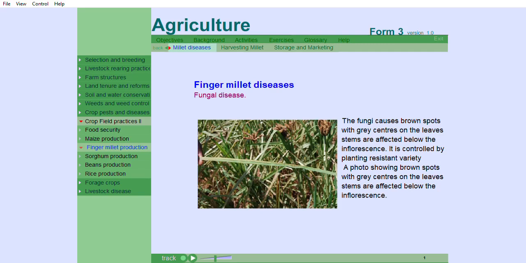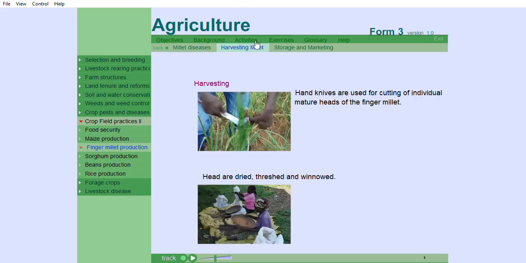Finger millet diseases. Head blast. Fungal disease. The fungi causes brown spots with grey centers on the leaf; stems are affected below the inflorescence. It is controlled by planting resistant variety. Harvesting. Hand knives are used for cutting of individual mature heads of the finger millet.